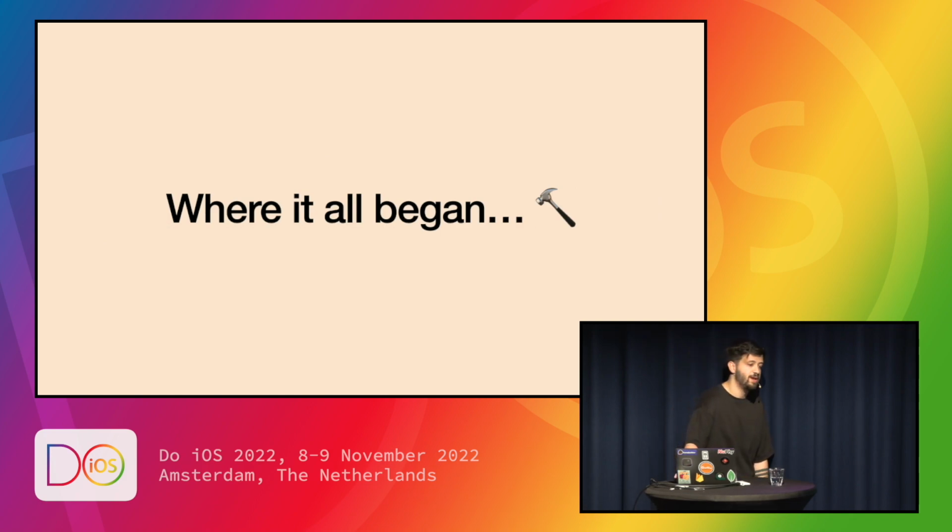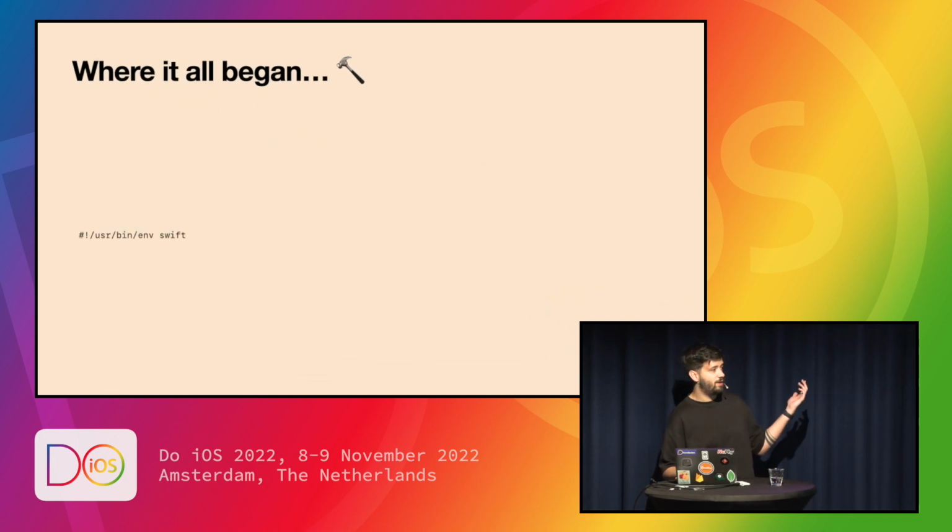So where did it all begin? It began with creating a simple file called reading time. And to make it executable, I just added the shebang. What this tells the system is basically that when you run it as a Unix executable, you need to use Swift, and it will pass the contents of that file to the Swift interpreter.